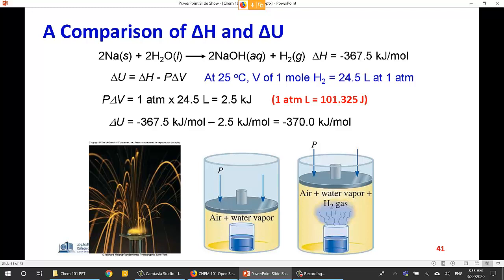So in that case, delta U is equal to delta H minus P delta V, which is minus 367.5 kilojoule per mole, minus that value, and you will have minus 370. So delta H is minus 367 and delta U is minus 370, and therefore you see a small difference here between delta H and delta U.